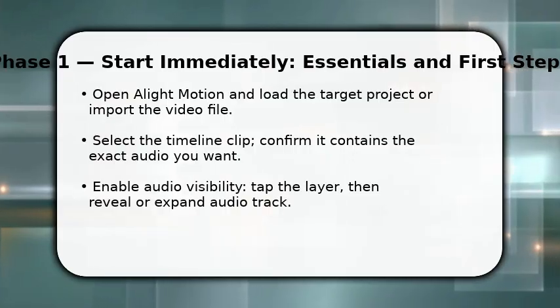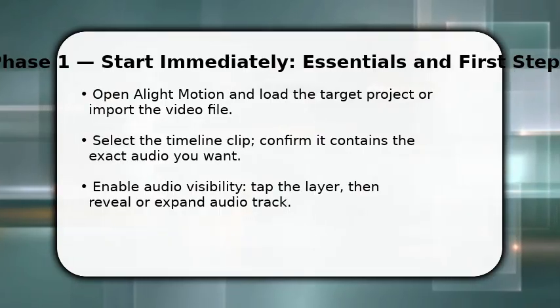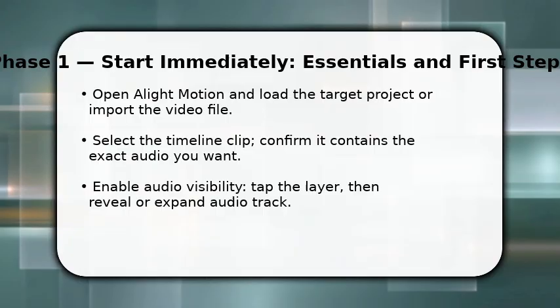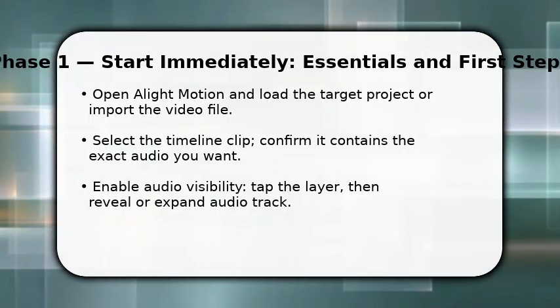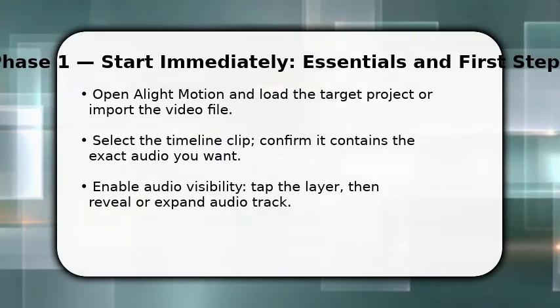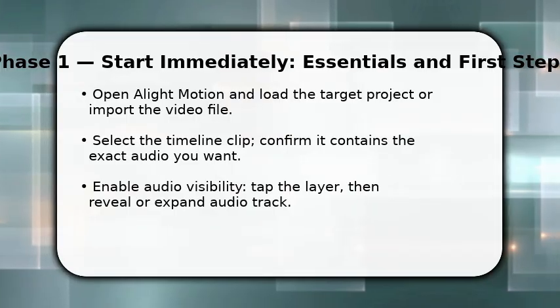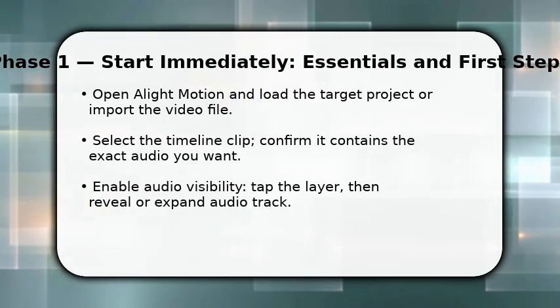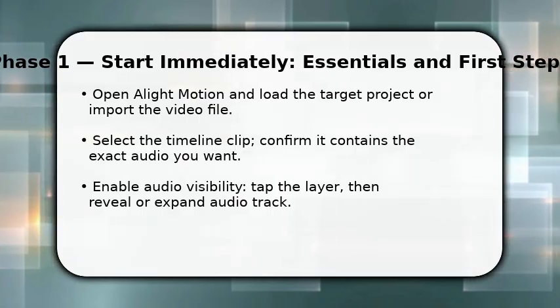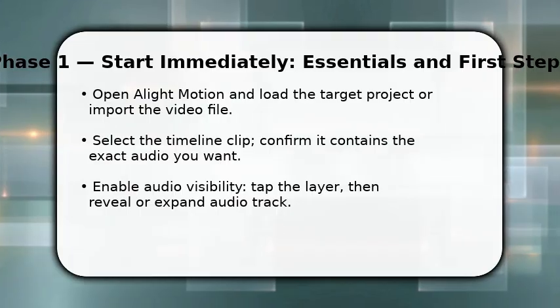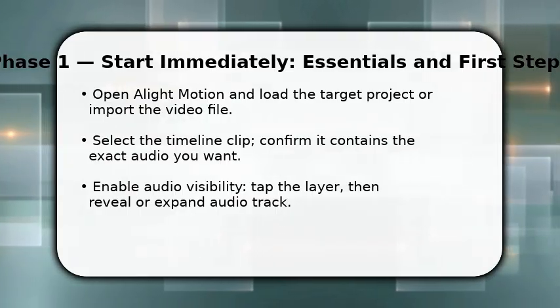You start inside Alight Motion with the project open. Select the clip that carries the sound you need, then tap the layer to reveal audio controls. Once visible, scrub to verify the exact segment. Mark in and out points now so you don't export extra length. Make sure the audio isn't muted and lower other track volumes if they interfere. This early precision saves time later because you'll only export the required audio, not an entire unused runtime.